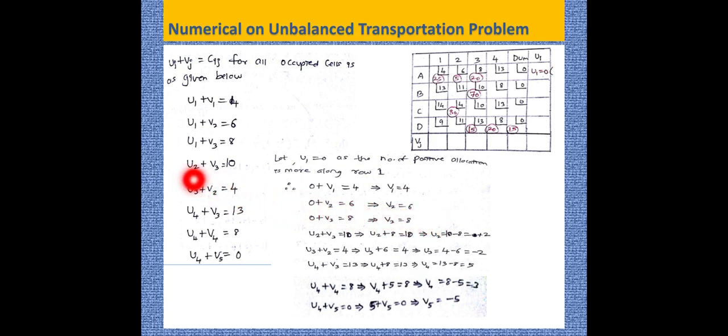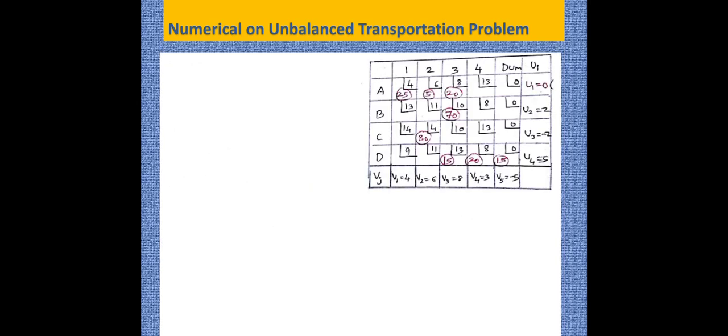And now since I know the v3 value, I substitute in this equation and get the value of u2. So u2 plus 8 is equal to 10, it gives u2 is equal to 2. Similarly u3 plus v2, I will get the value of u3 is equal to minus 2. u4 plus v3, I will get the value of u4. Similarly u4 plus v4, I will get the value of v4. u4 plus v5, I will get the value of v5. So now I got all the values of u1, u2, u3, u4 and v1, v2, v3, v4, v5.